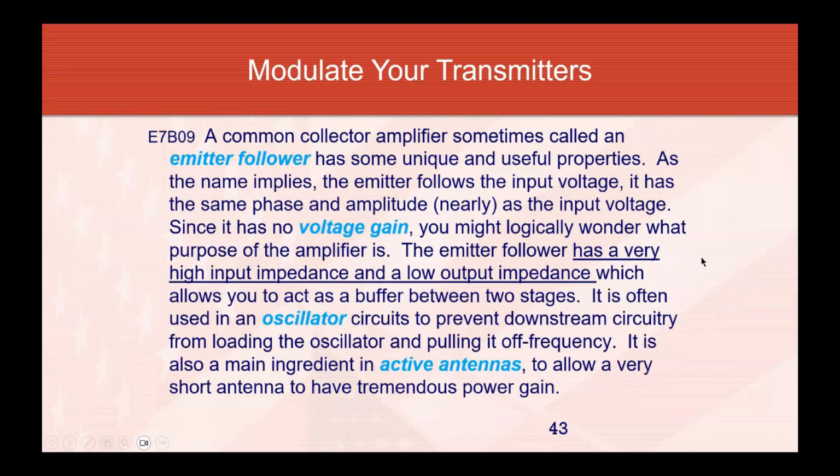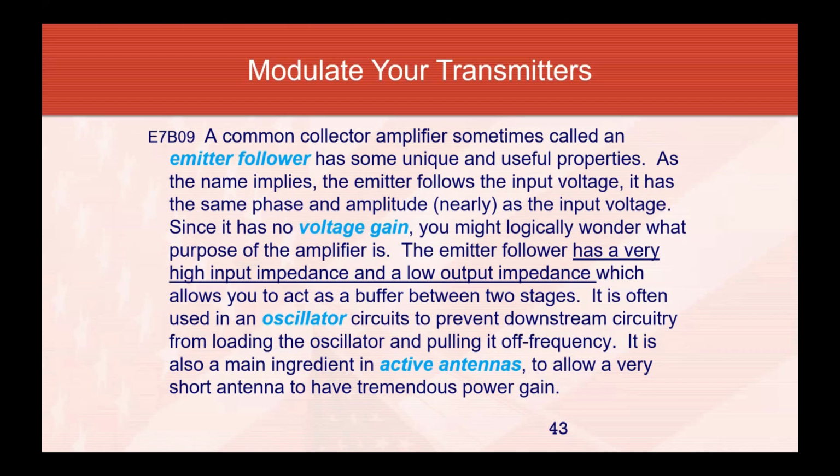Emitter follower, the common collector amplifier, sometimes called an emitter follower. When you see it drawn, the collector looks like it goes to ground instead of the emitter. Sometimes called an emitter follower because of the way the voltages act in that. Often used in oscillator circuits, and it has a very high input impedance but a low output impedance.